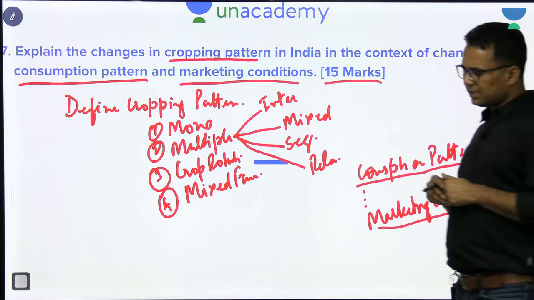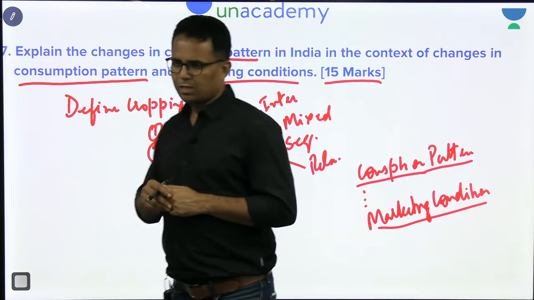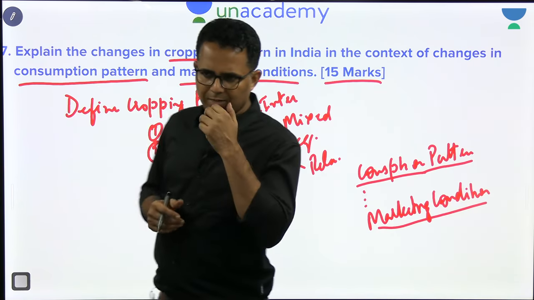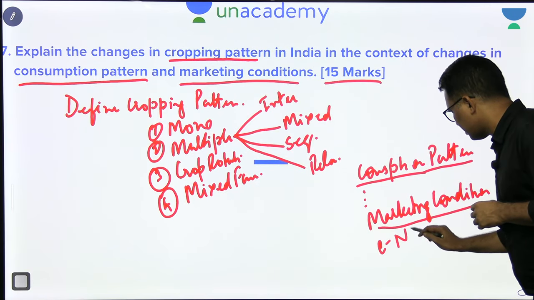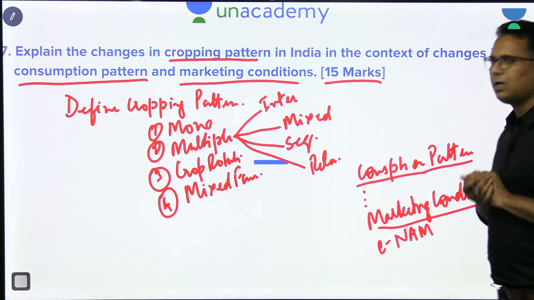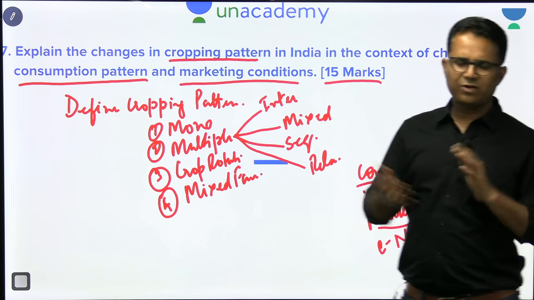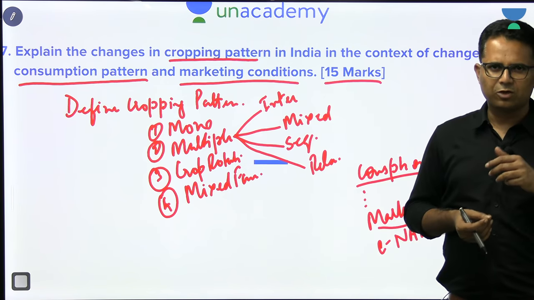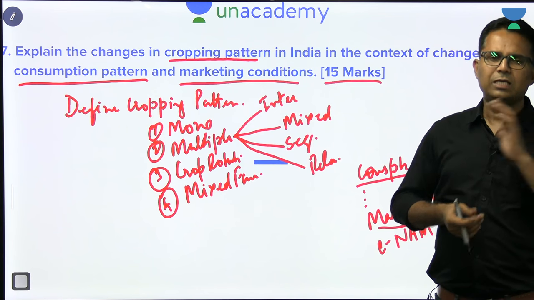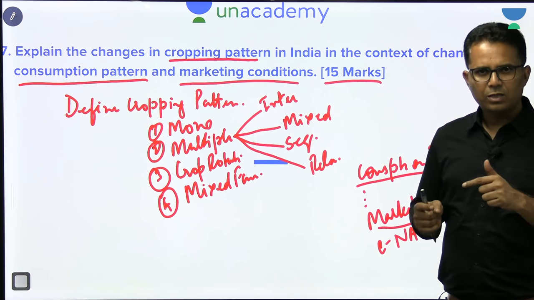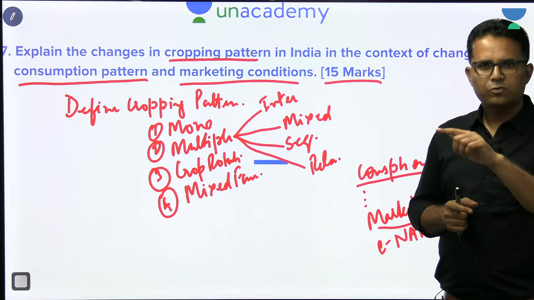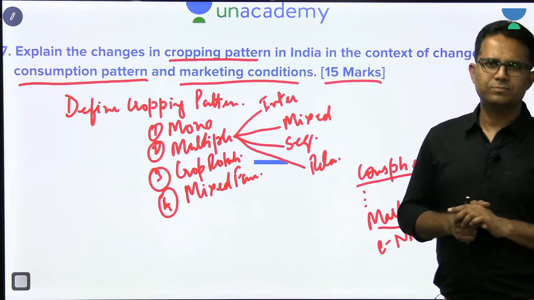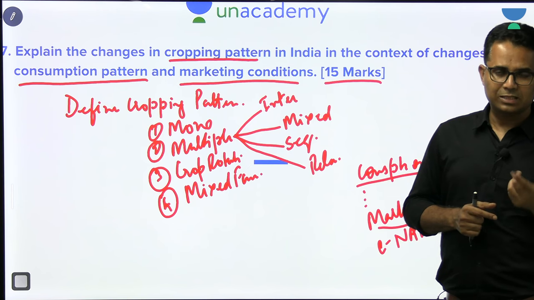How are marketing conditions changing? Earlier, certain farmers were not producing wheat and rice because they were not able to sell their produce in the APMC. Now, through eNAM, they can take their produce to the warehouses or FPOs, and from there they can sell through eNAM. So, marketing conditions are changing.